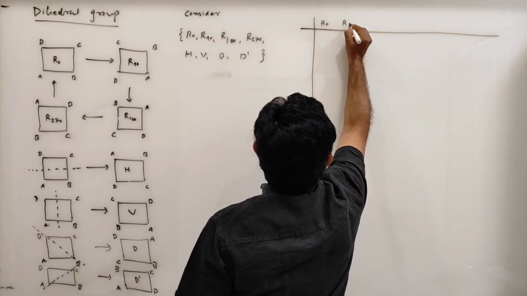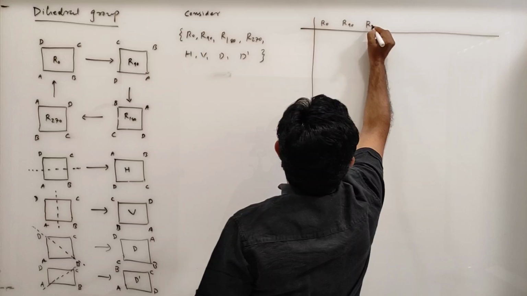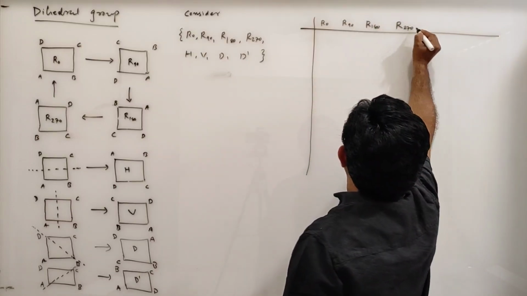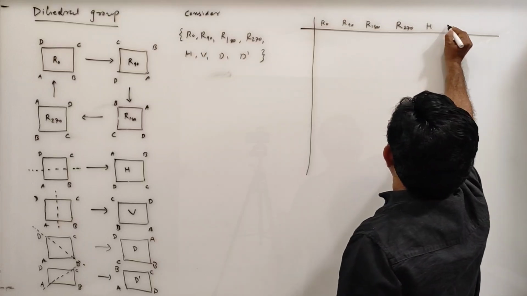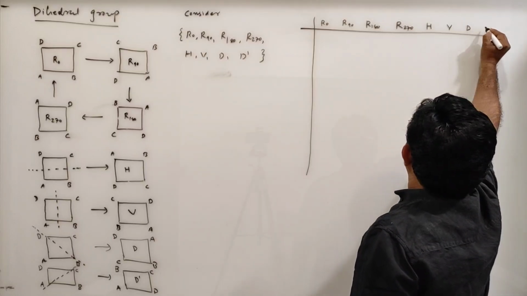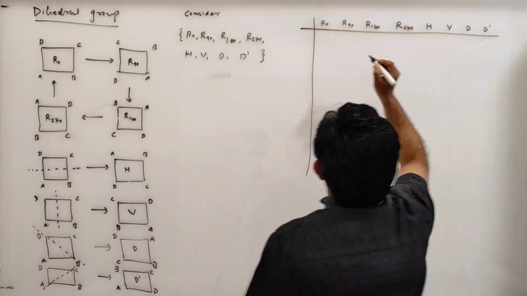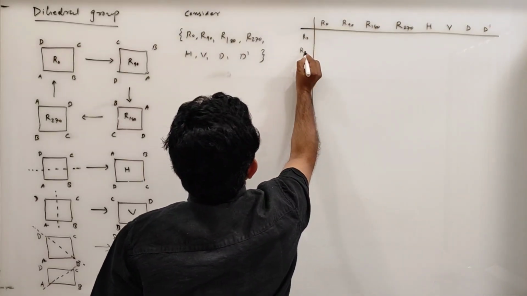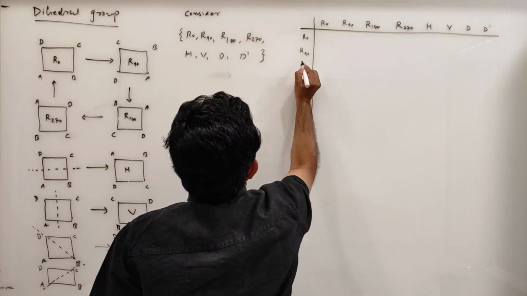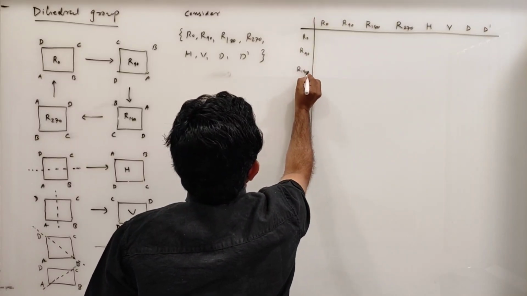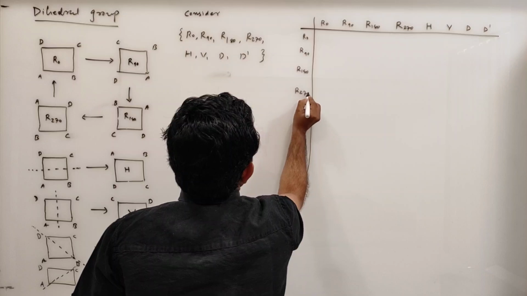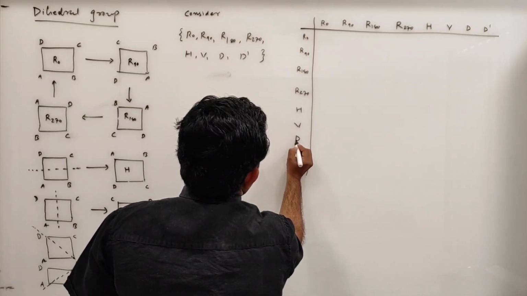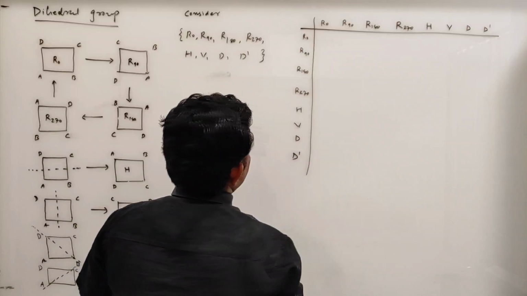R0, R90, R180, R270, H, V, D, D dash. R0, R90, R180, R270, H, V, D, D dash.